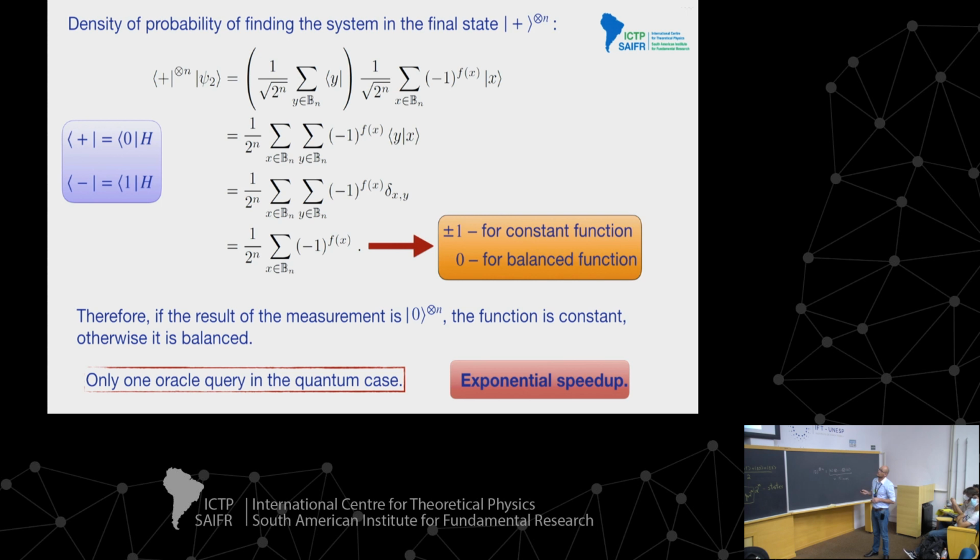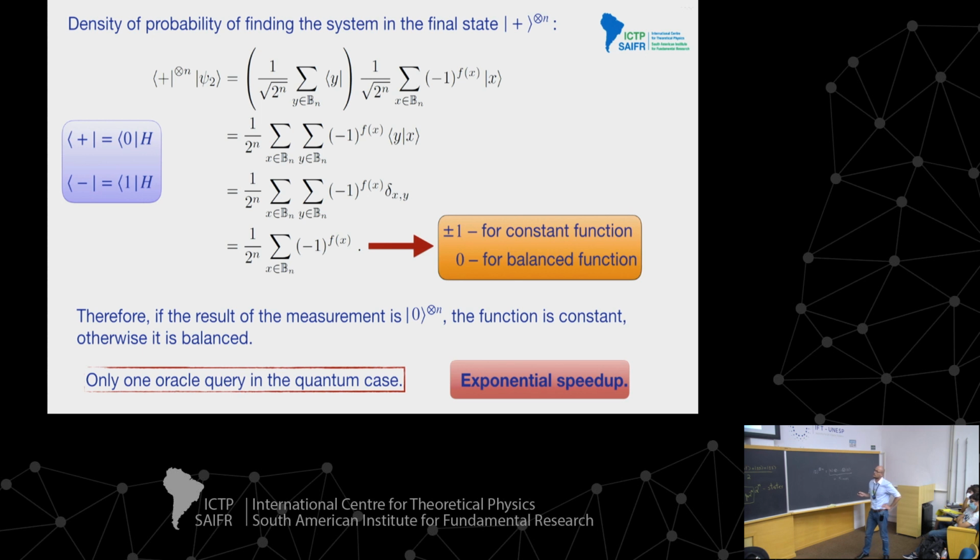We already saw that a tensor product of plus states is the same as a linear combination of all the basis elements. So when you perform this product here, observe that x describes a basis element, and y the same. So the inner product here is the delta between x and y. If they are equal, delta is 1. If they are different, delta is 0. But the final answer is this one.